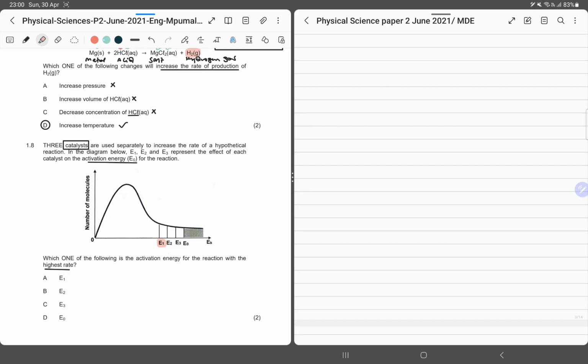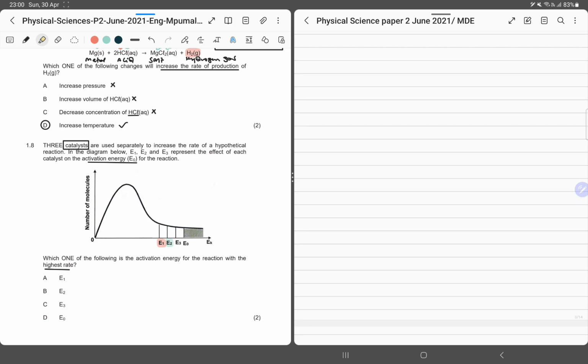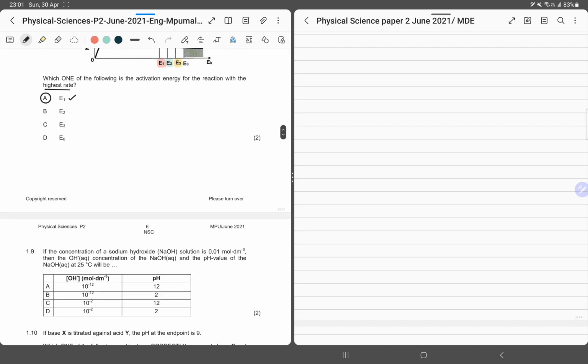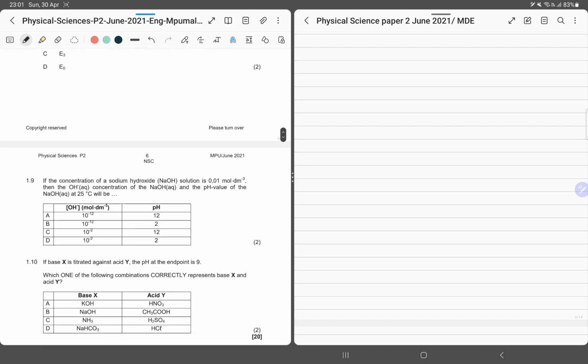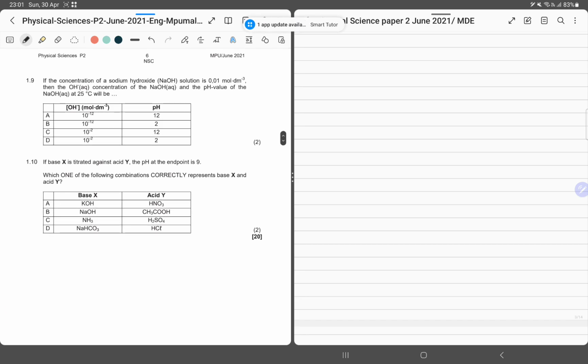Then it would be the case for E, because E is intermediate, and of course E3 is actually the least drop from that E sub 0. So now the one with the highest rate is going to be E1. So this is straightforward, E1. You don't even need to inspect why the others are not the options. It's a pretty straightforward question.